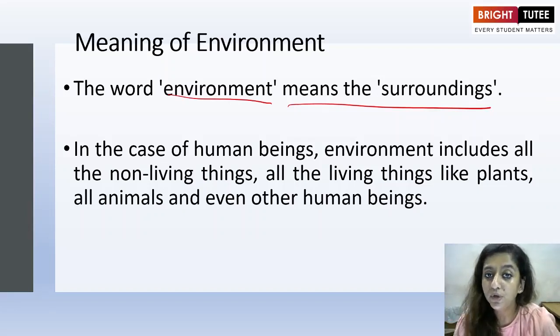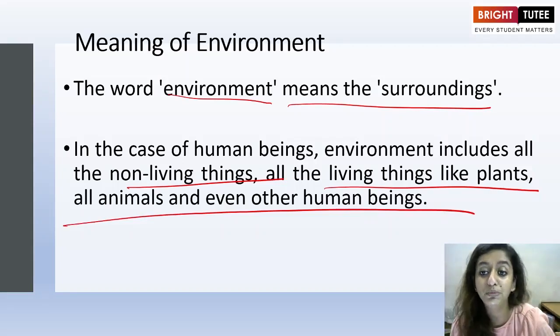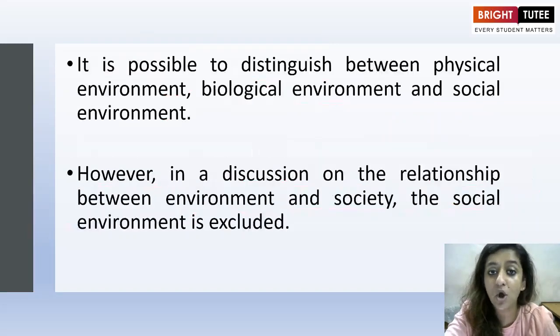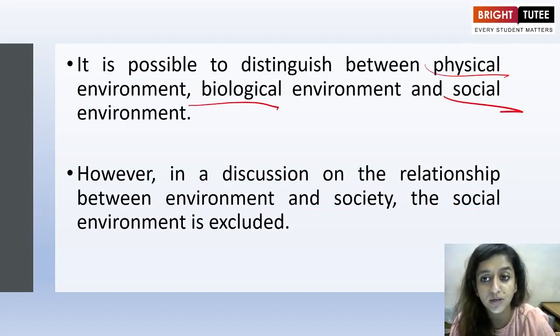Now, in the case of human beings, environment includes all the non-living things, all the living things like plants, animals, and even other human beings. Whatever is present in your surrounding, whatever is a part of your surrounding, is all included in your understanding of environment. However, it is possible to distinguish between the physical environment, the biological environment, and the social environment.